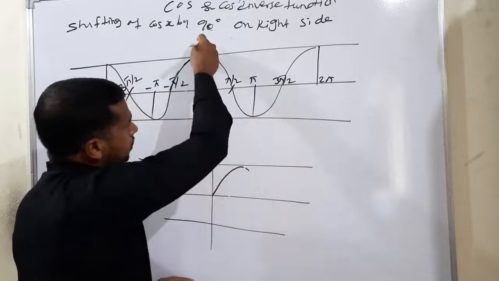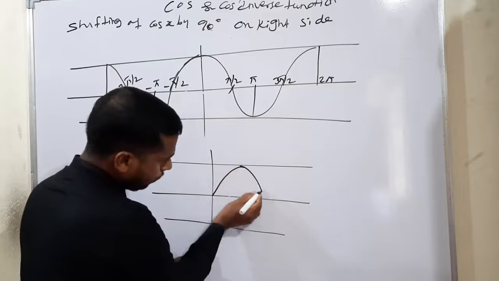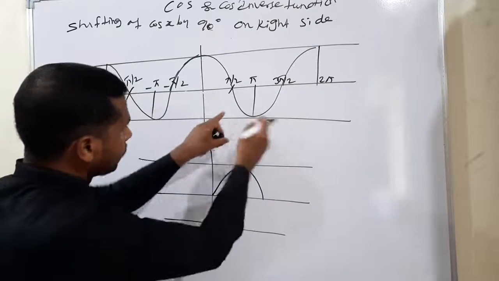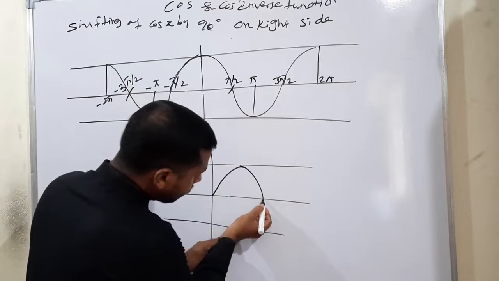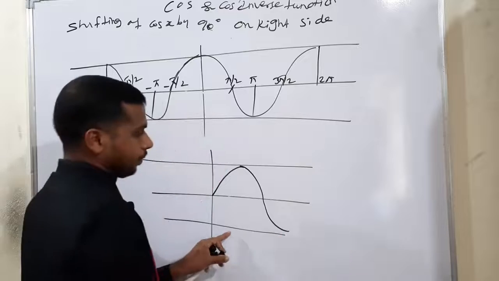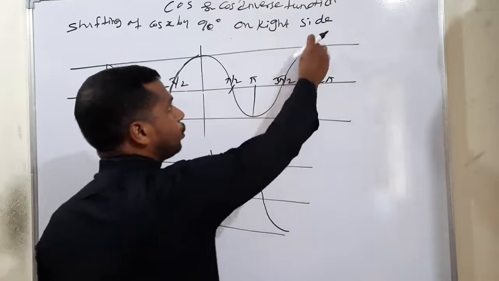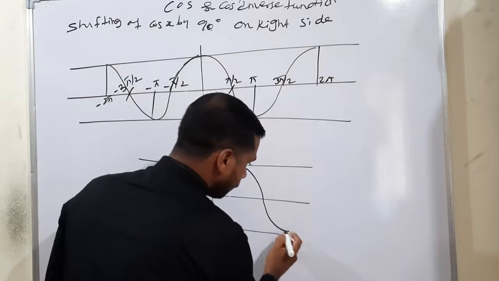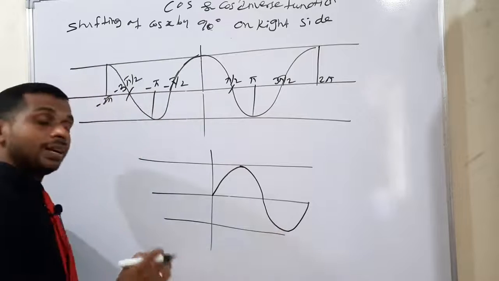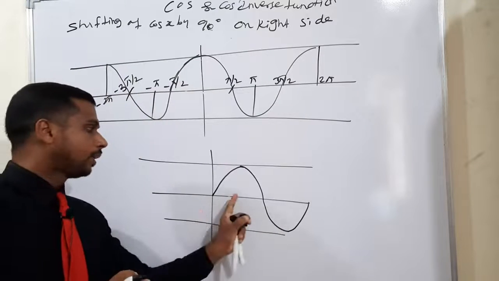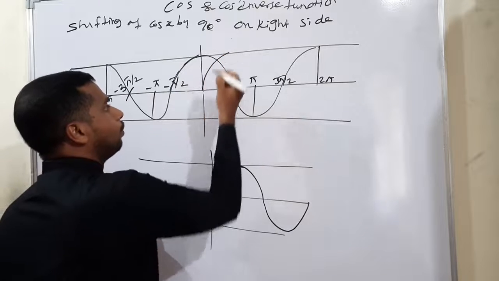Again 0 to pi by 2 will move to pi by 2 to pi. The next one, pi by 2 to pi, will move to pi to 3 pi by 2. Again 3 pi by 2 to 2 pi. This is actually the sin x graph. Look at that, this is sin x.